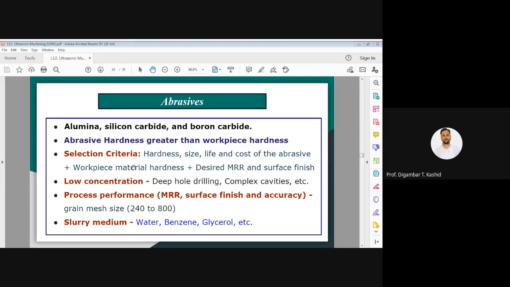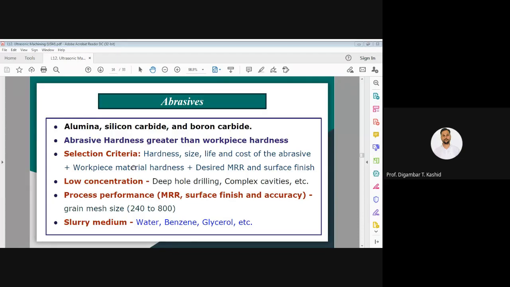Again, process performance: how to measure the performance? Material removal rate, surface finish, and accuracy. You can take grain size, mesh size, abrasive grain size 240 to 80, and for the medium for the slurry you can take water or benzene or glycerol. These are the mediums we can take for the slurry. Because the abrasives are there, we have to carry them, so for that purpose we require a carrier medium, and normally you can select water or benzene or glycerol.